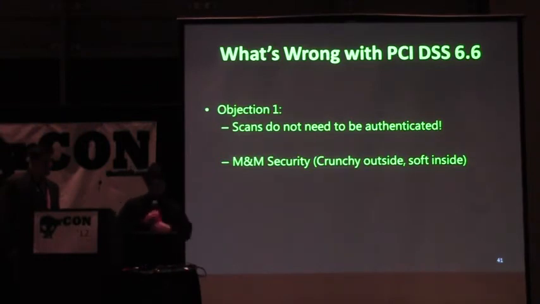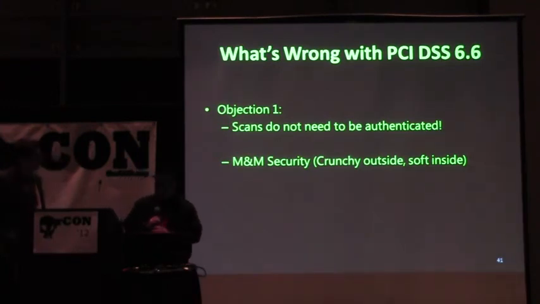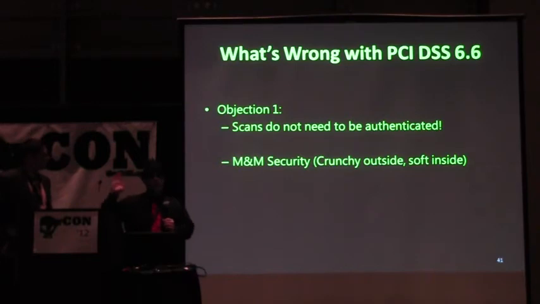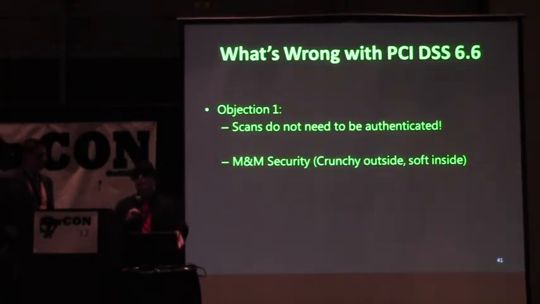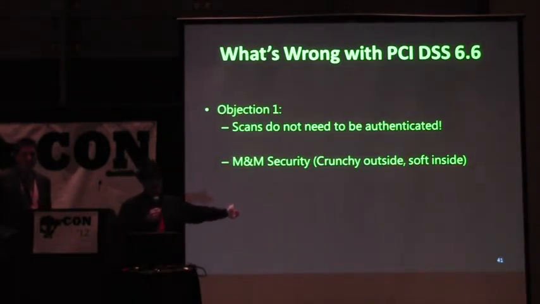So now let's talk about this a little bit. What exactly is wrong here with PCI 6.6? The first thing that concerns me is they say you can do these web application scans and you'll meet the intent of 6.6. Remember, we're not talking about an HR site that has just a bunch of garbage on it. We're talking about web applications that are doing something with your credit card. And PCI doesn't even require that these scans be authenticated. It doesn't lay out any sort of guideline like that.